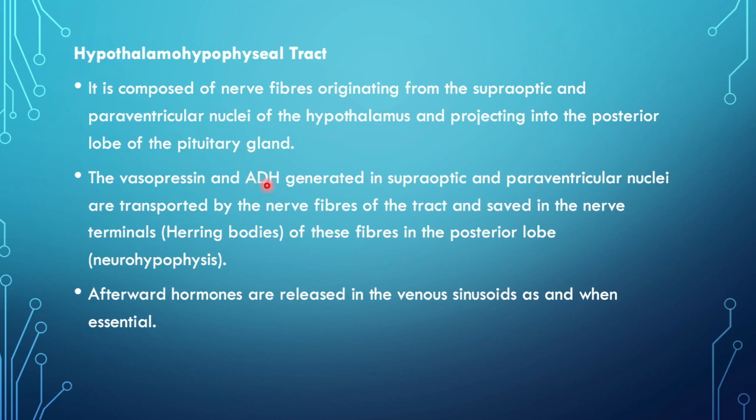Now, these two are secreted and then transported along the nerve fibers of the tract, and they reach the posterior neurohypophysis, and afterwards these hormones are released into the venous sinusoids. Remember that the posterior lobe does not secrete any hormone, it only stores those already secreted by the hypothalamus.